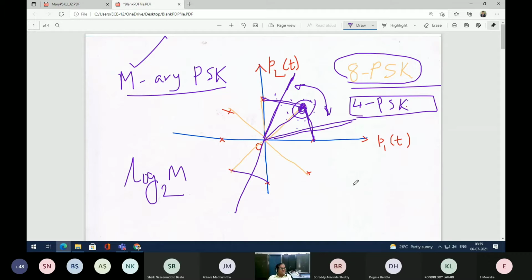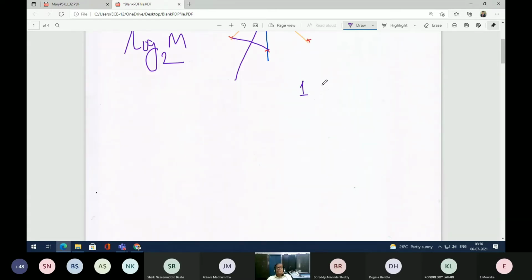In the 2.5 generation, do you know what are the generations we have? What is the first generation? Analog, sir. Analog. It's completely FM. FM modulation scheme is used, nothing else.